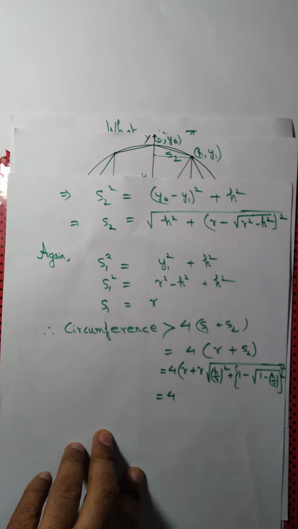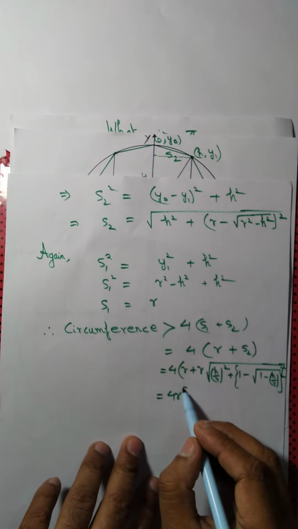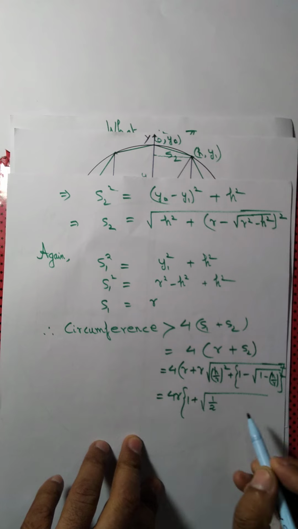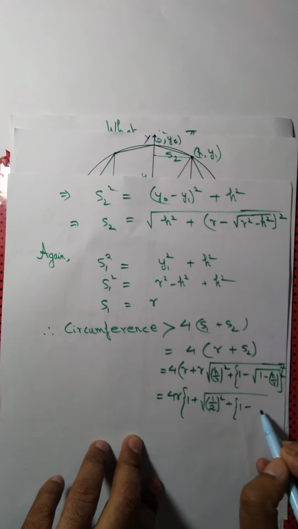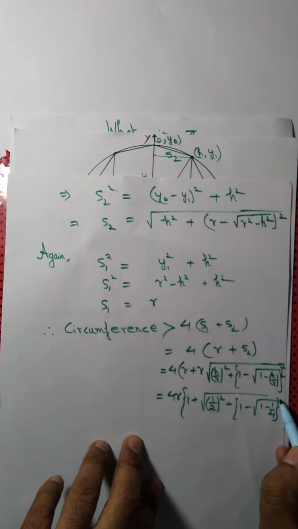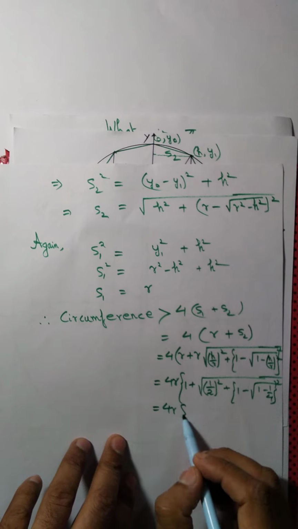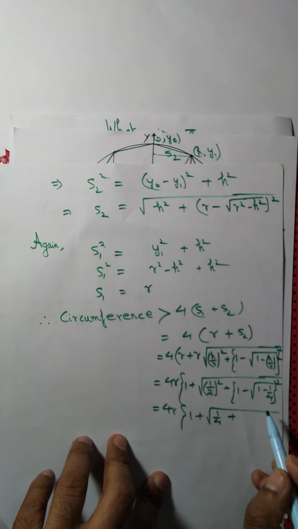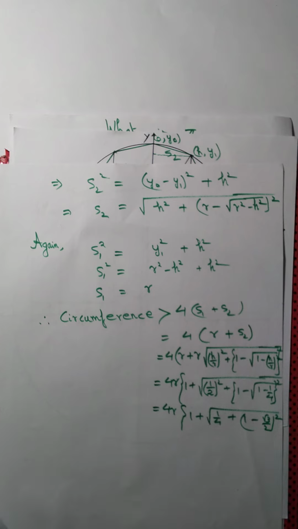Now H is half of R, so this is just equal to 4 times, we can take out R, 4R, 1 plus root over 1 by 2 square plus 1 minus root over 1 minus 1 by 4 whole thing square, and that is equal to 4R, 1 plus square root of 1 by 4 plus 1 minus root 3 by 2 whole thing square. That we can compute. Let's use calculator.